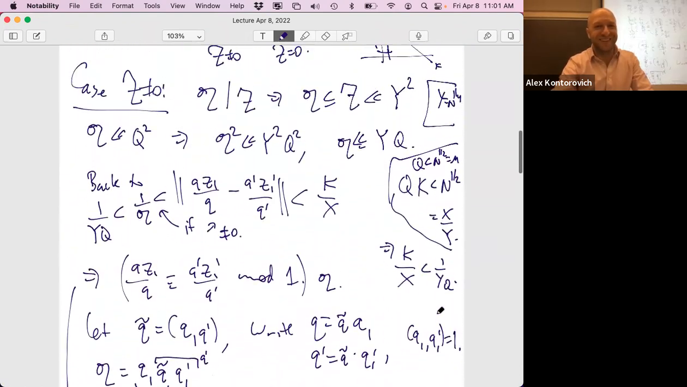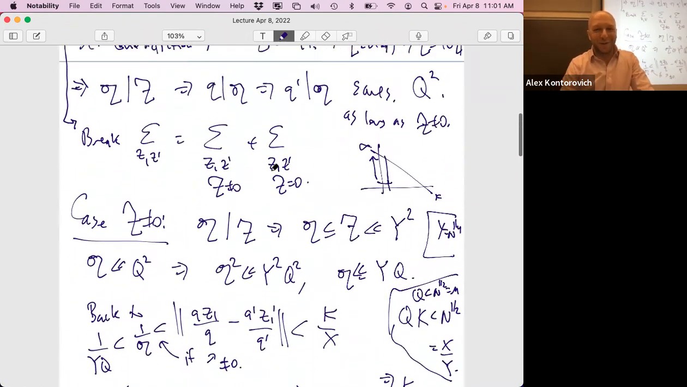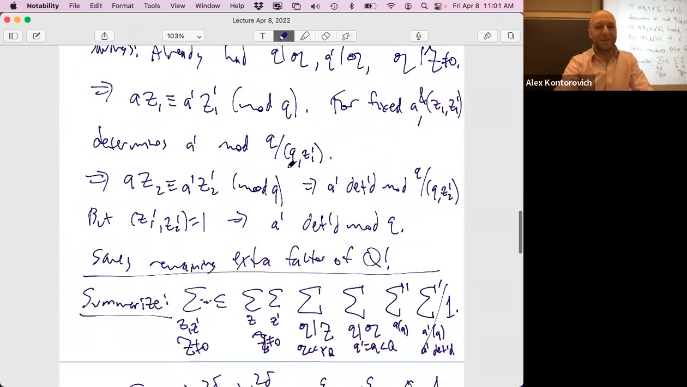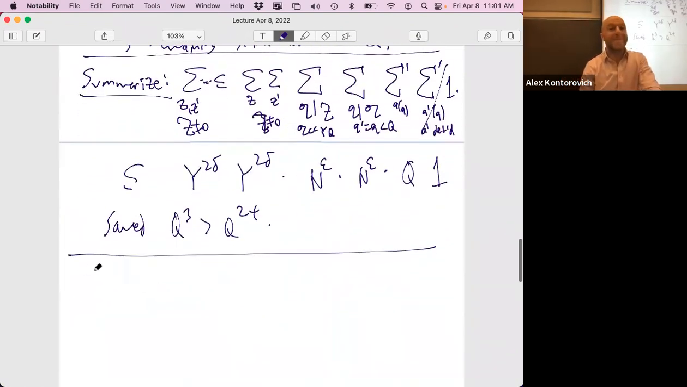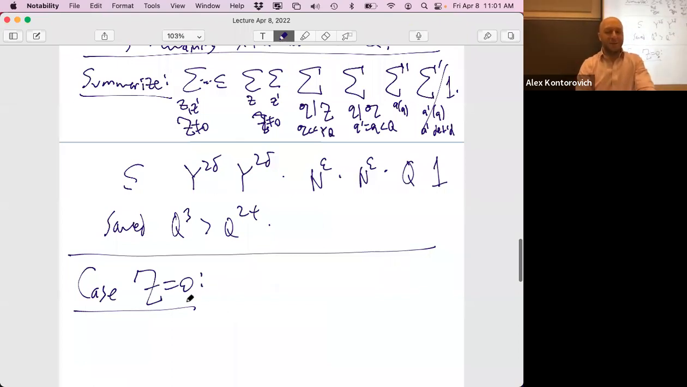Now we need a determinant 0 case. Case 2, when the determinant is equal to 0, so we don't get any cancellation, we are back to square 1. We have no cancellation in the q's. Okay, so case z is equal to 0. You already said the y to the 2 delta. Yes. So case z equals 0.